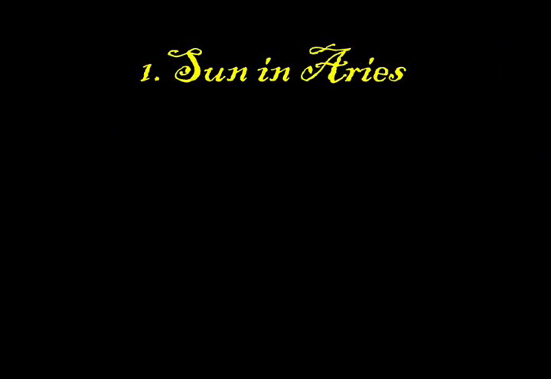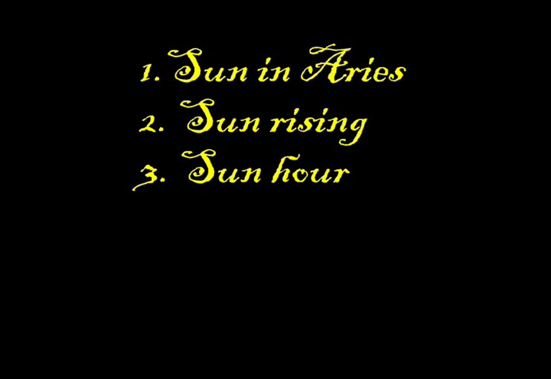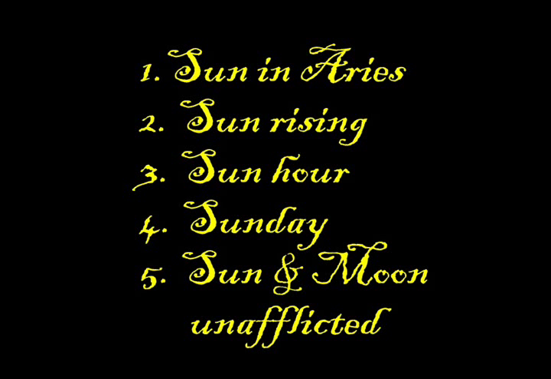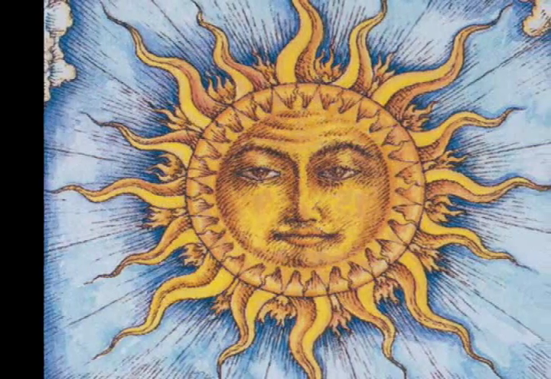Agrippa says that the sun should be in Aries, rising, and it should be sun hour, and we know that the sun can only rise in sun hour on Sunday. Finally, it is also necessary that neither the sun nor the moon be afflicted. So using these five conditions, let's find an election using SolarFire.